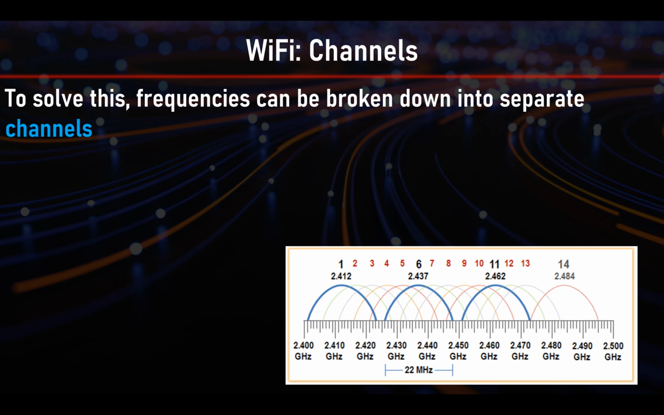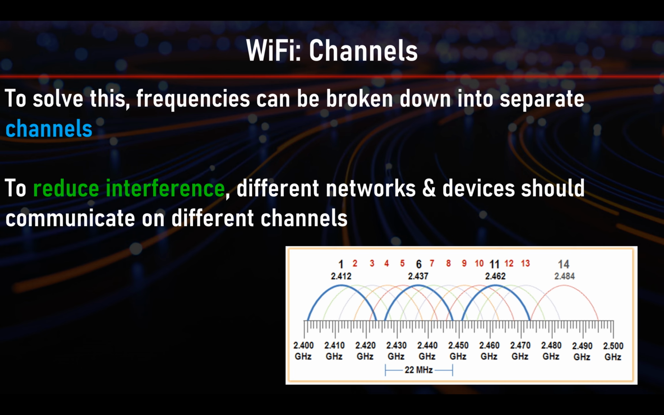To solve this, we use different channels. Different frequencies can be broken down into separate channels. To reduce interference, different networks and devices should communicate on different channels. So rather than having 10 networks on the same channel, you can go into the router settings. Usually you do this by typing in the IP address of the router, which for a home router is probably something like 192.168.0.1, or maybe 1.1.